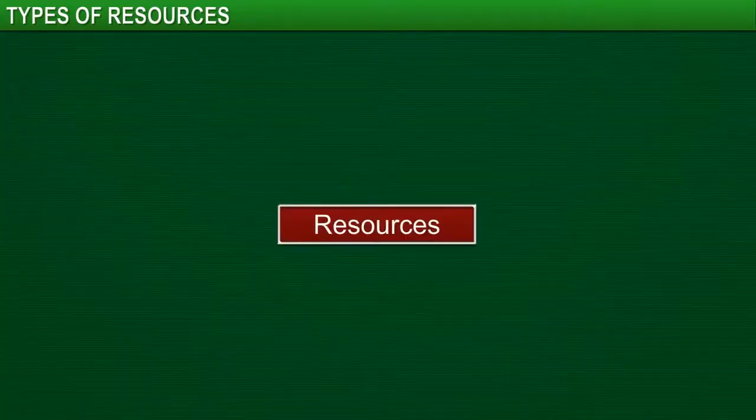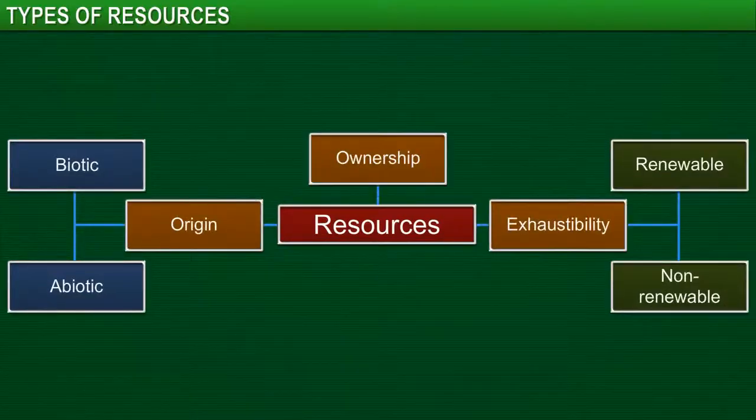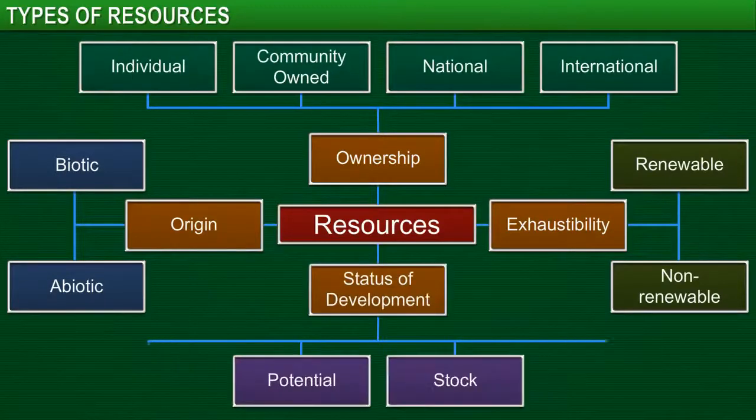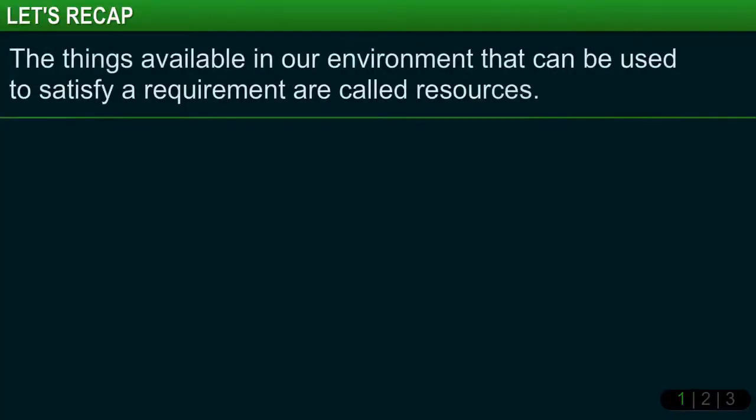Let us quickly look at the classification of resources based on their origin, exhaustibility, ownership, and status of development. In this module, you learned that the things available in our environment that can be used to satisfy a requirement are called resources.